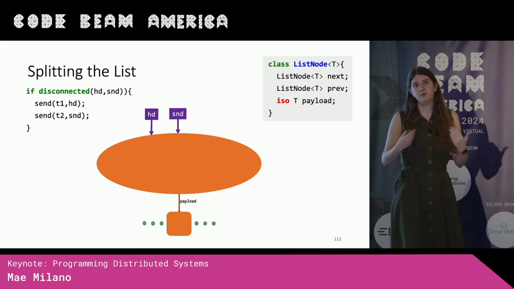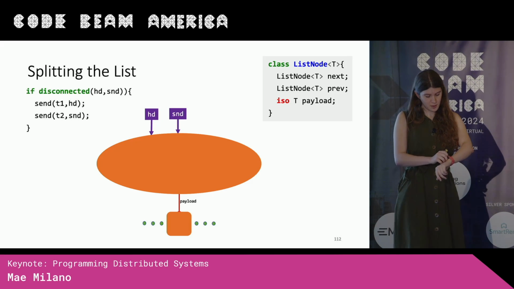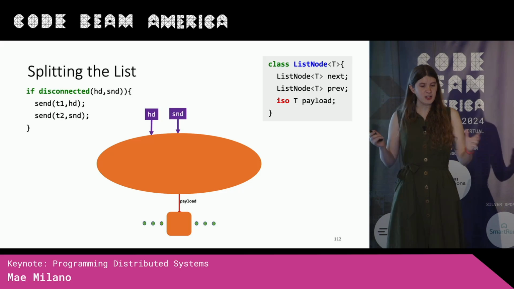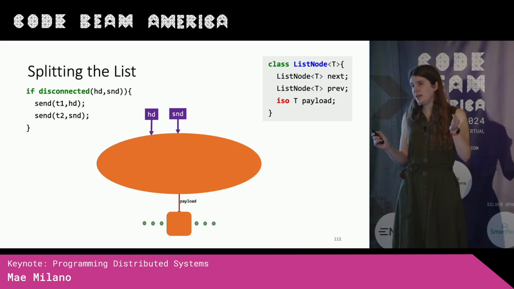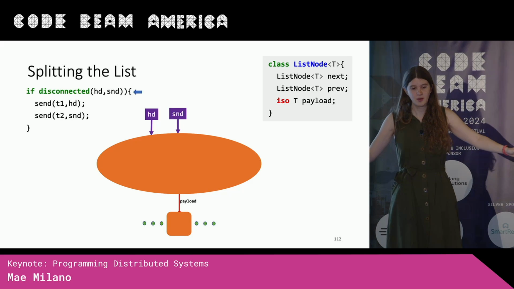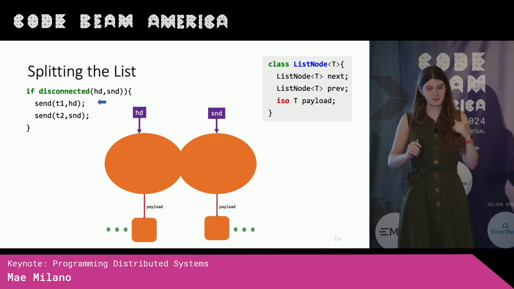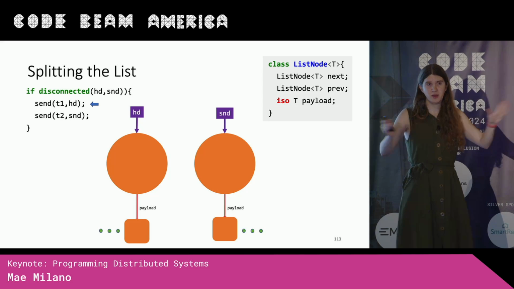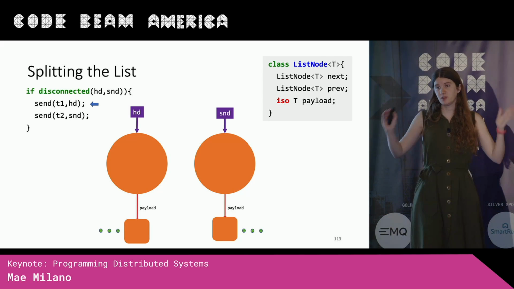We also allow an even more intensive solution, where we will actually split the entire region. If head and second are fully disconnected, if say I've split my list in half, and I've sent half to one thread and half to another, grand. Now I can split the orange blob entirely, and I can treat them as different things for concurrency.